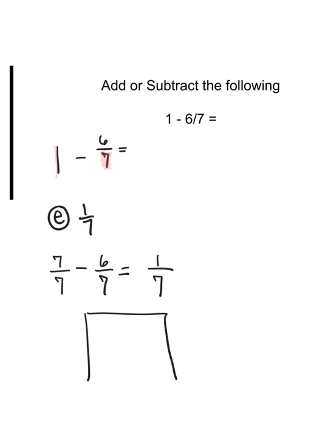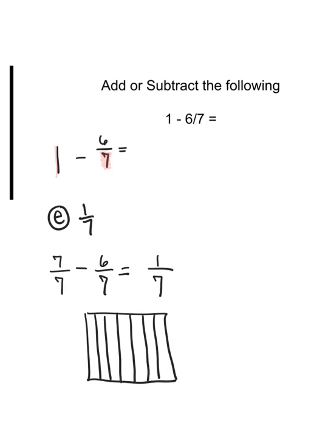I can easily represent this problem with a visual model. So here's a pan of brownies that's been divided into 7 equal pieces. And let's say that little brother has eaten 6/7 of the pan of brownies. When I shade in the 6/7 that little brother has eaten, I can clearly see that I have 1/7 left over. So that one was pretty easy to do.